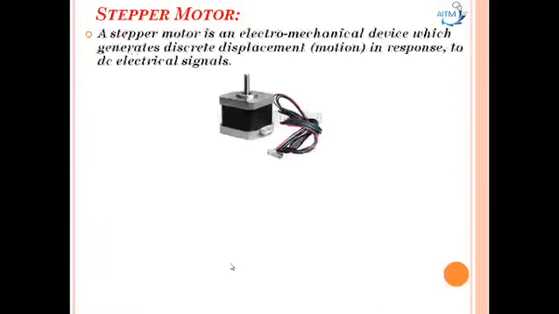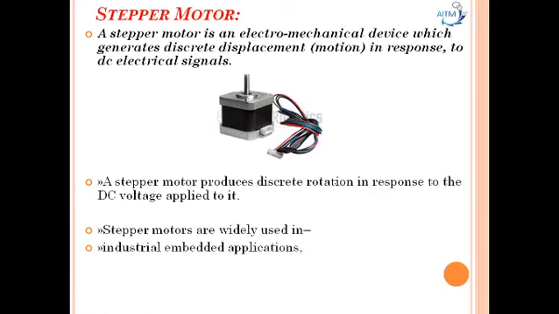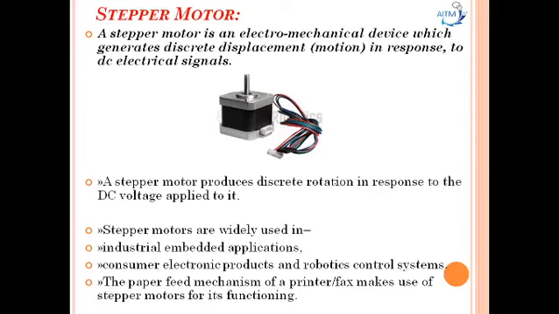Now coming to the last part of this video, that is the stepper motor. A stepper motor is an electromechanical device which generates a discrete displacement, that is motion, in response to DC electrical signals here. A stepper motor produces discrete rotations, either clockwise or anti-clockwise, in response to the DC voltage applied to it. Stepper motors are used widely in industrial embedded applications, consumer electronic products, and robotics control systems. The paper feed mechanism of a printer or fax makes use of a stepper motor for its functioning here.